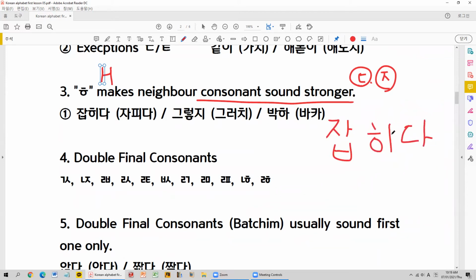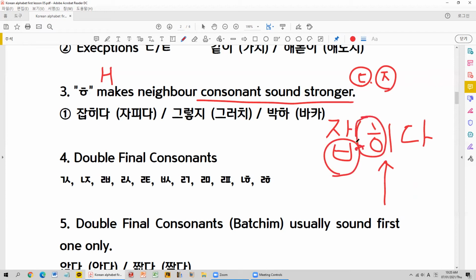So see the H sound here, this is H. This one and this one are the same, just a different style of writing. So this means the H sound, H. You can see H over there, but before H, there's another consonant, a final consonant here. When this final consonant meets with the H sound, they meet each other.